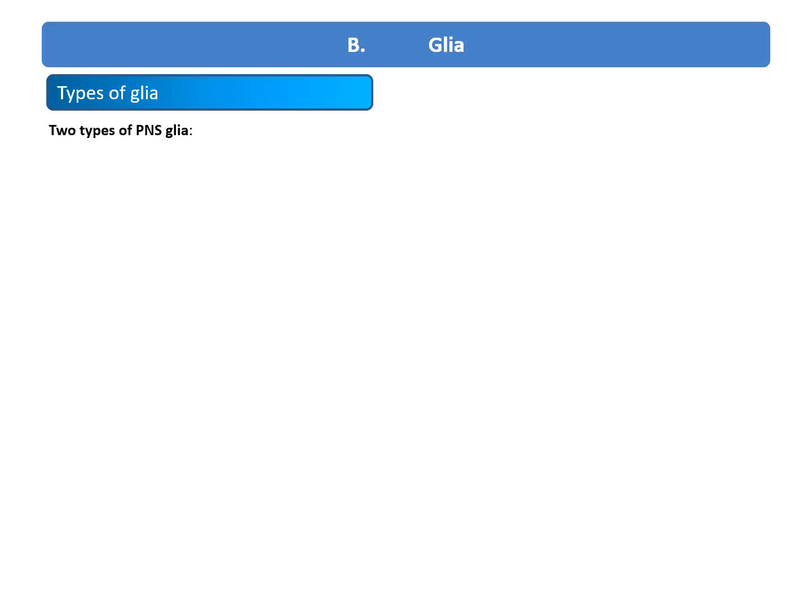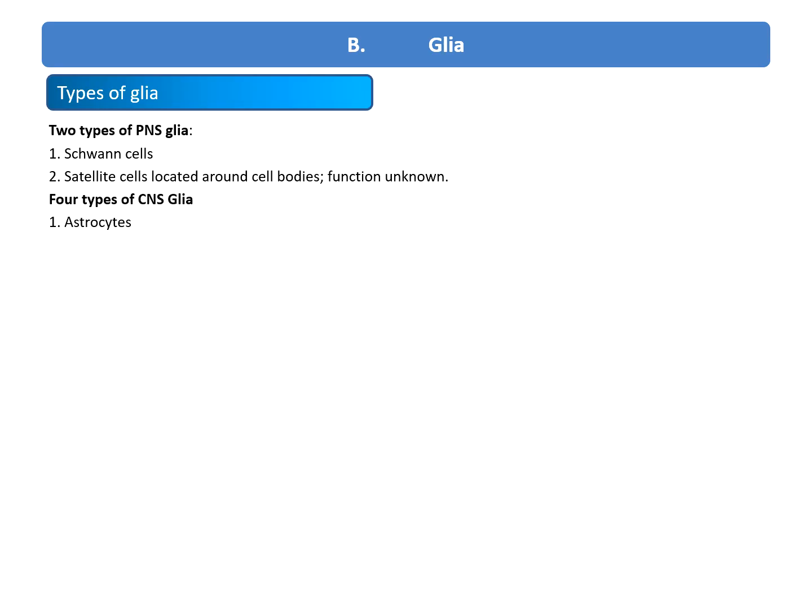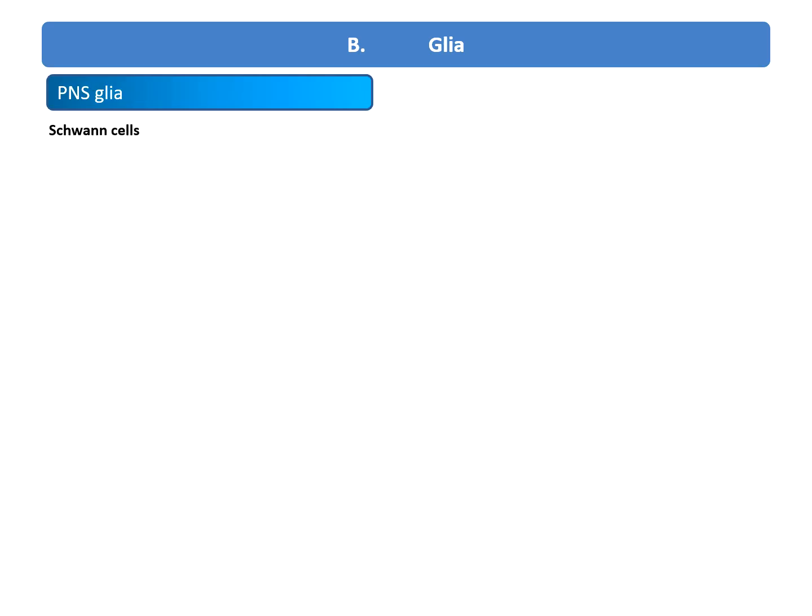Part B, Glia. There are two types of peripheral nervous system glia: Schwann cells and satellite cells. Satellite cells are located near the cell bodies. At the present time, the function is not well understood. There are four types of central nervous system glia: astrocytes, oligodendrocytes, microglia, and ependymal cells.